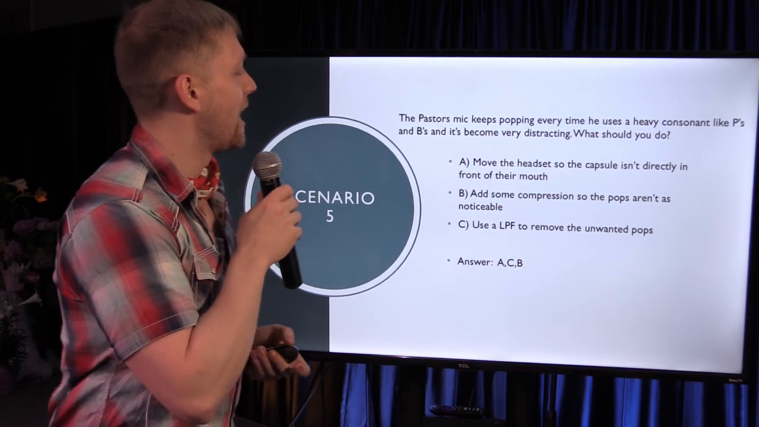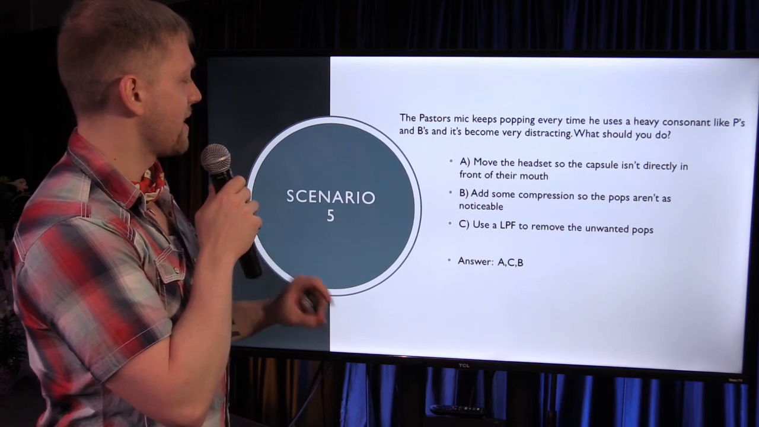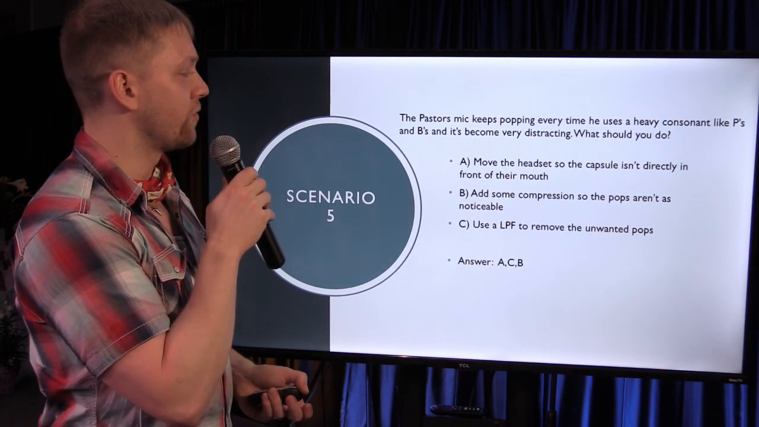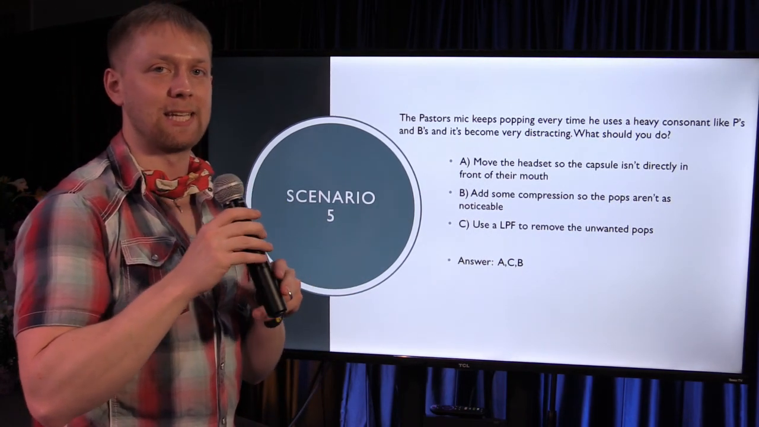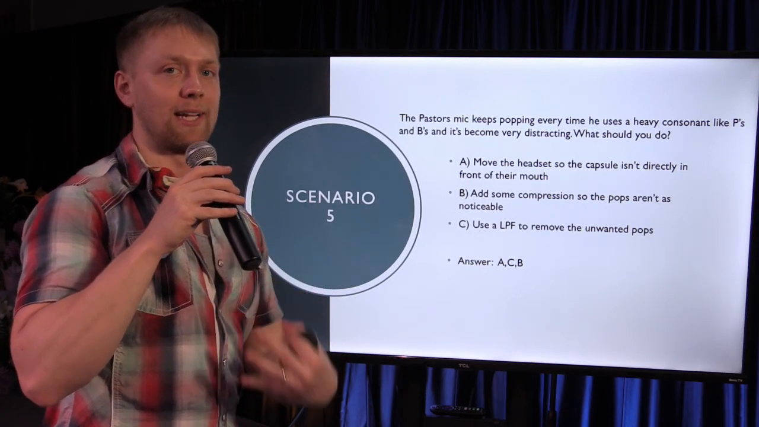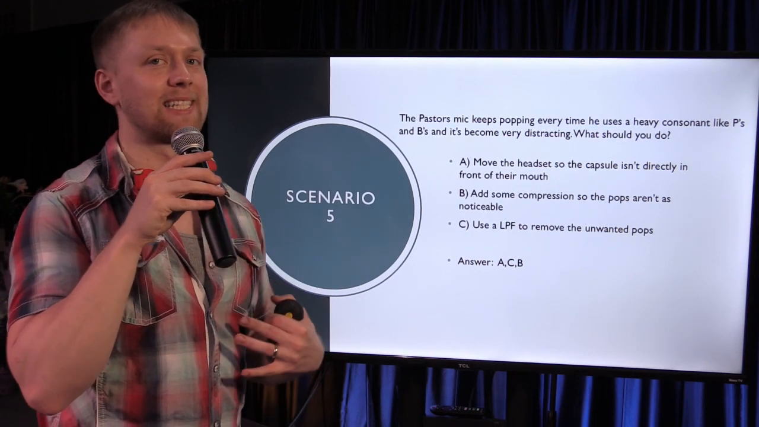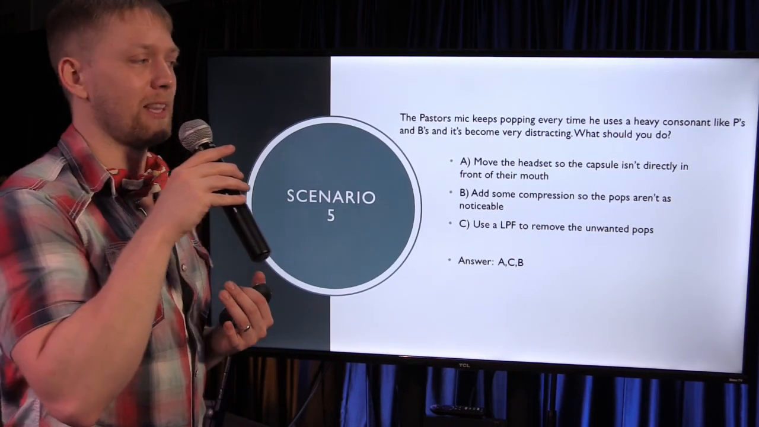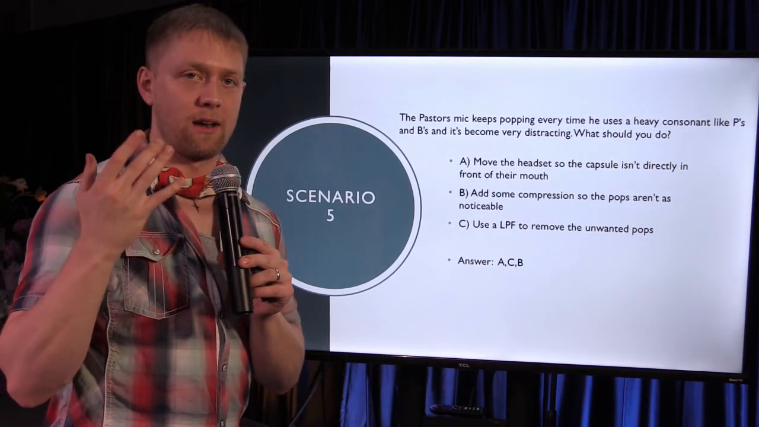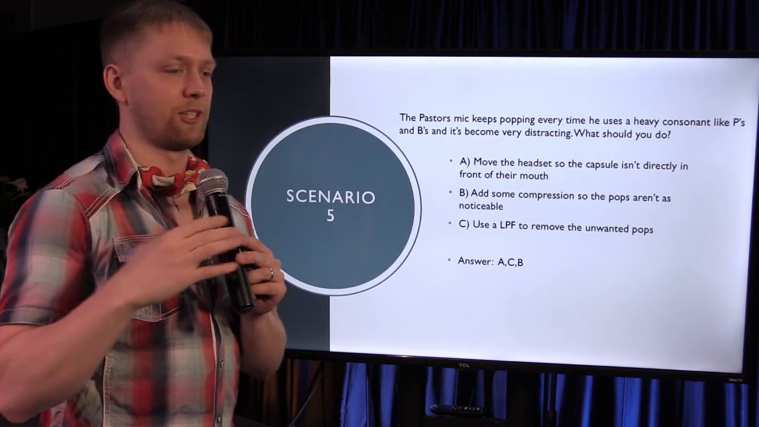So then option C, use a low-pass filter to remove unwanted pops. Things like B's and P's are usually low end coming through quite a bit, so using the low pass filter, making sure that's set properly, will usually help alleviate some of that. You'll still hear it, obviously, but it'll be less distracting.